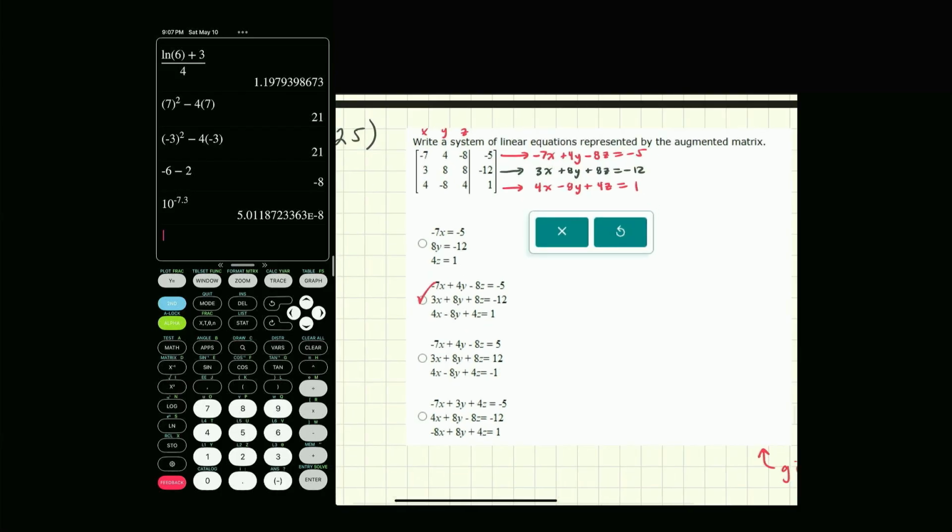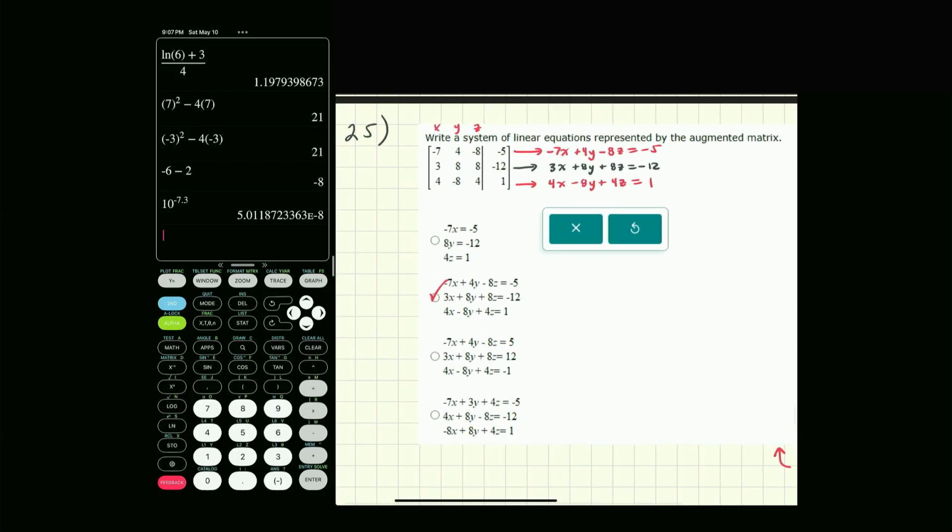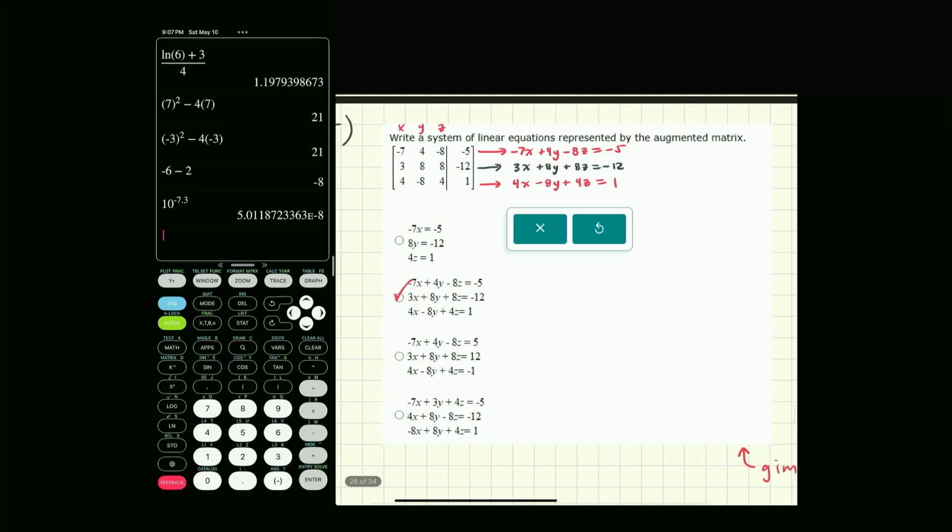Too easy. Should not be a problem you miss on the test. We're just copying and pasting numbers, so don't get overwhelmed, but really, really make sure you carefully read these instructions as well. Don't try to jump into solving these. A lot of students will see this and they'll start doing Gauss-Jordan or going to their calculator to solve it. Not what they're asking. They just want you to rewrite the matrix as a set of equations. That's it. So read these matrix problems carefully.